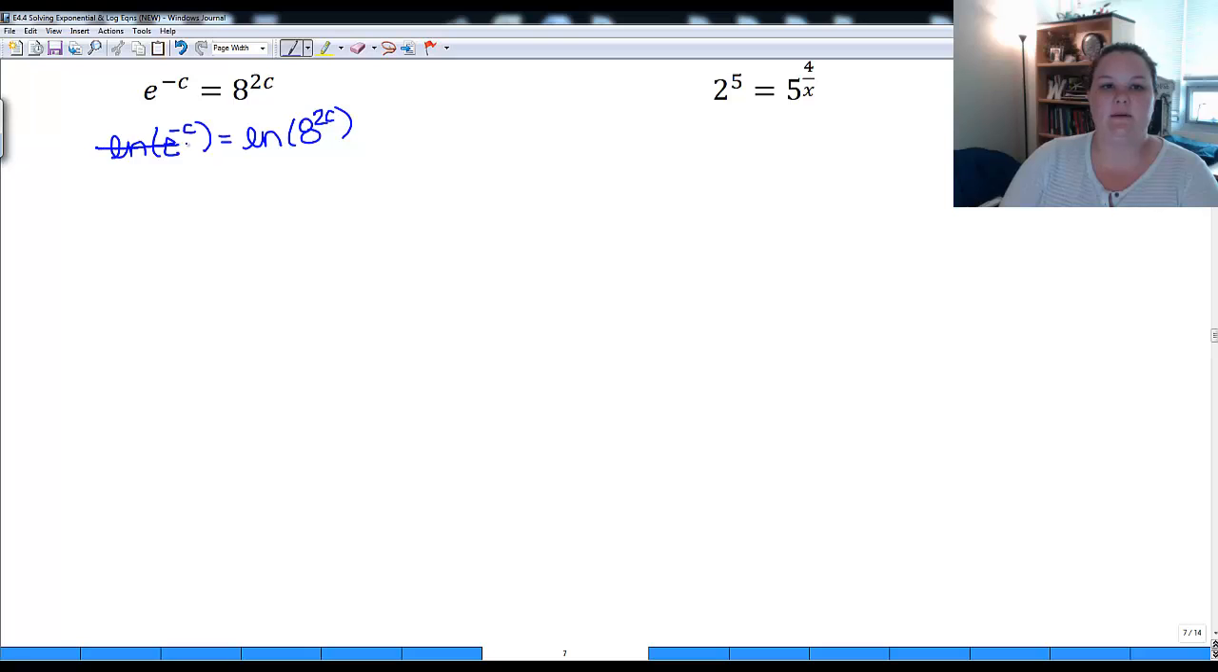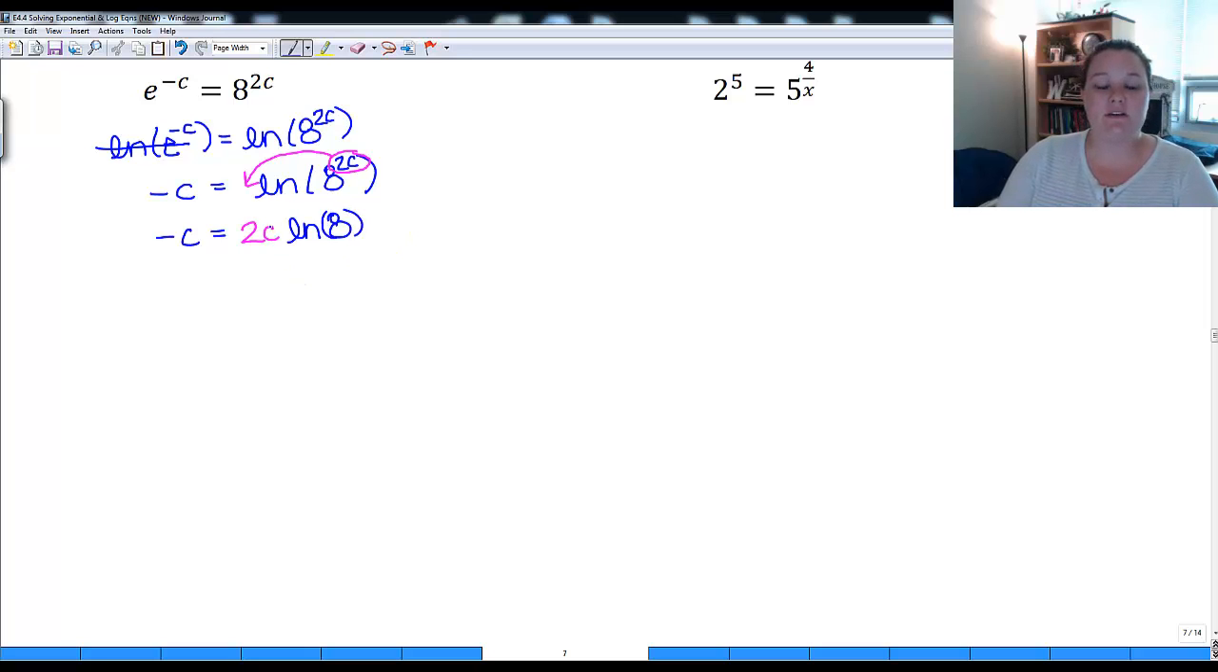On this side, my natural log and my e are inverses, so they cancel, which leaves me with negative c is equal to the ln of 8 to the 2c. Now, I'm solving for c, and right now this one is stuck in this exponent. So we can do this one like we did the last one and take this down as a coefficient, so that we'll have 2c out front. So I have negative c is equal to the 2c that we brought down times ln 8.